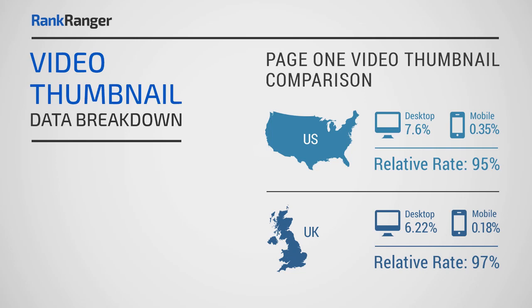Just take for example the UK. You have 6.22% of all page one SERPs that have at least one video thumbnail on them on desktop, whereas only 0.18% on mobile.